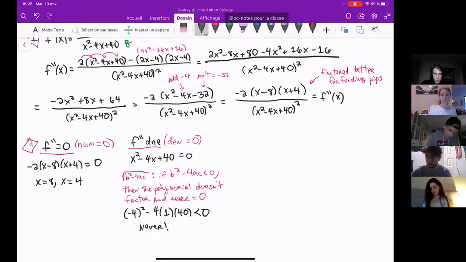For your f prime equal to 0, you have x is equal to 4. It's minus 4. Oh, my bad. I forgot to write the minus sign. I did. We know how much I love negatives.